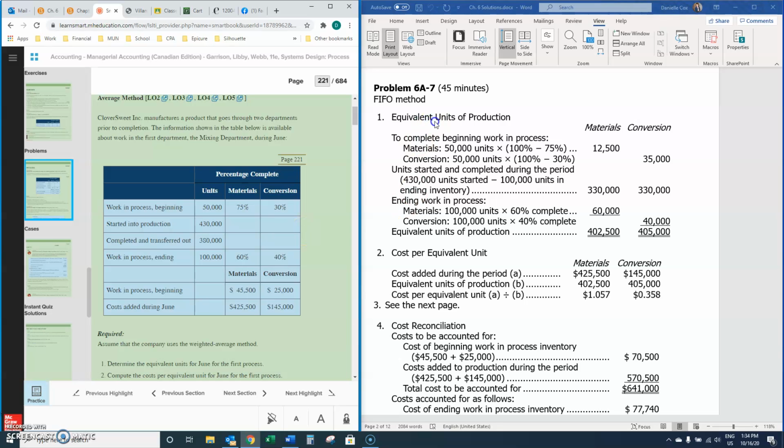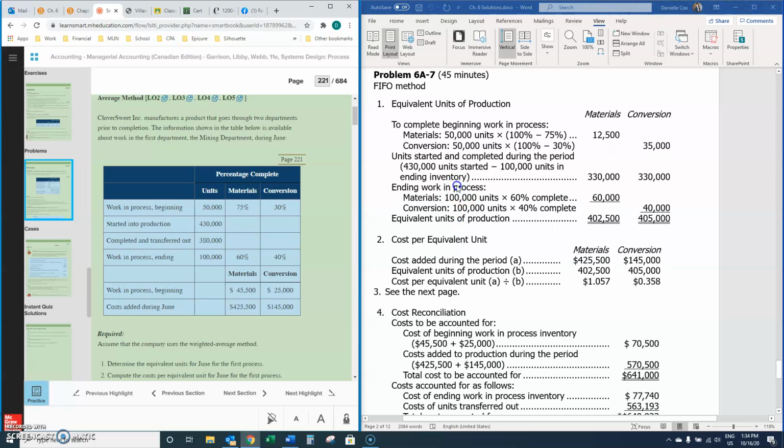So first, equivalent units of production. For FIFO, we take work in process at the beginning, 50,000 units. They are already 75% complete with respect to materials, which means there's 25% left to complete this month. For conversion, the 50,000 units are 30% complete, so that means there's 70% to finish this month. So that's here, the 25% and the 70%, 100 minus 30.